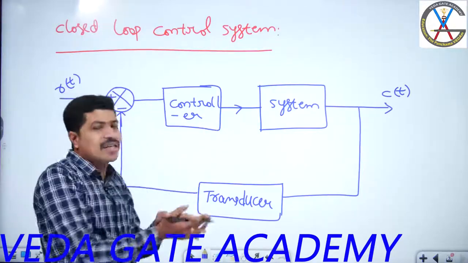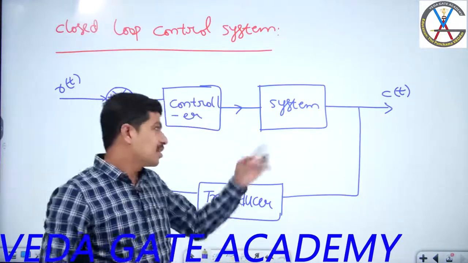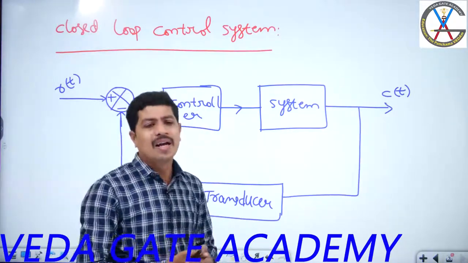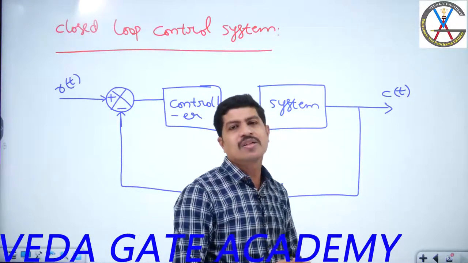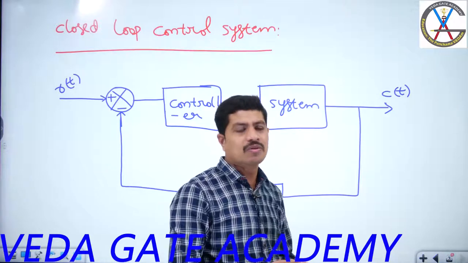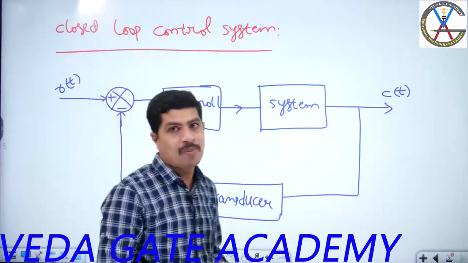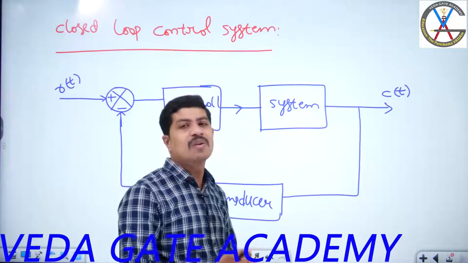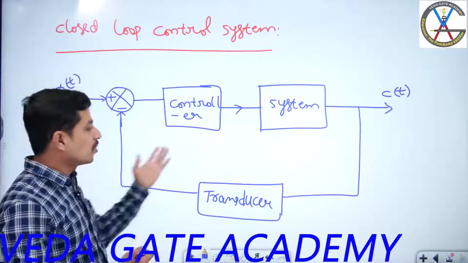As both are in cascade and loading effect is not considered. Why is it not considered? Yes, there is a buffer between those two. I can multiply both in S domain as G1 of S into G2 of S. Two blocks connected in cascade will be multiplied in S domain. Yes, this is the transducer. This is input and output.